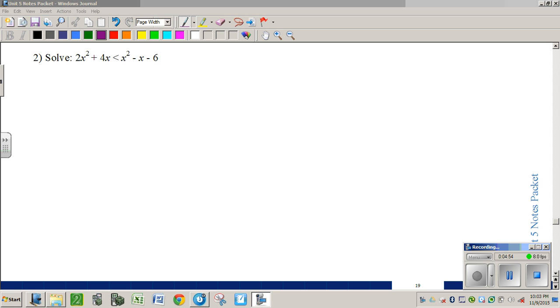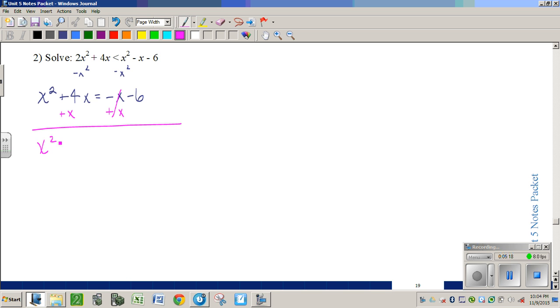Alright, first thing we're going to do, treat this like an equation and solve. First thing I'm going to do is subtract x squared. So I get x squared plus 4x equals negative x minus 6. I'm going to add x to both sides. Now we've got x squared plus 5x equals negative 6. Bring that 6 over here. So we now have x squared plus 5x plus 6 equal to 0.